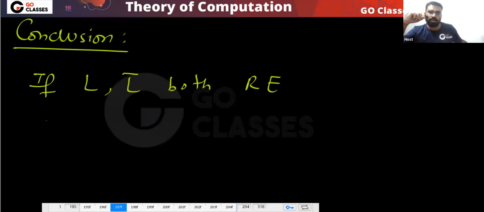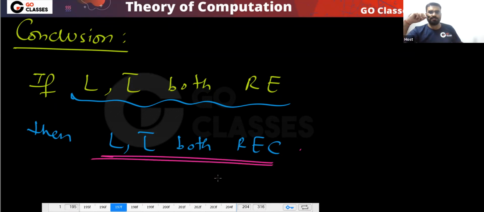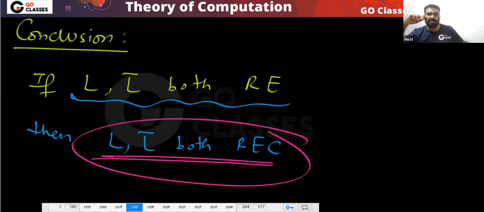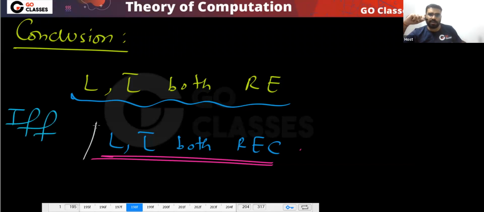The conclusion is this: if L and L complement are both RE, then L and L complement are both REC. Yes or no? Is this clear? And this is an if and only if statement. If they both are REC, can I say both are RE?